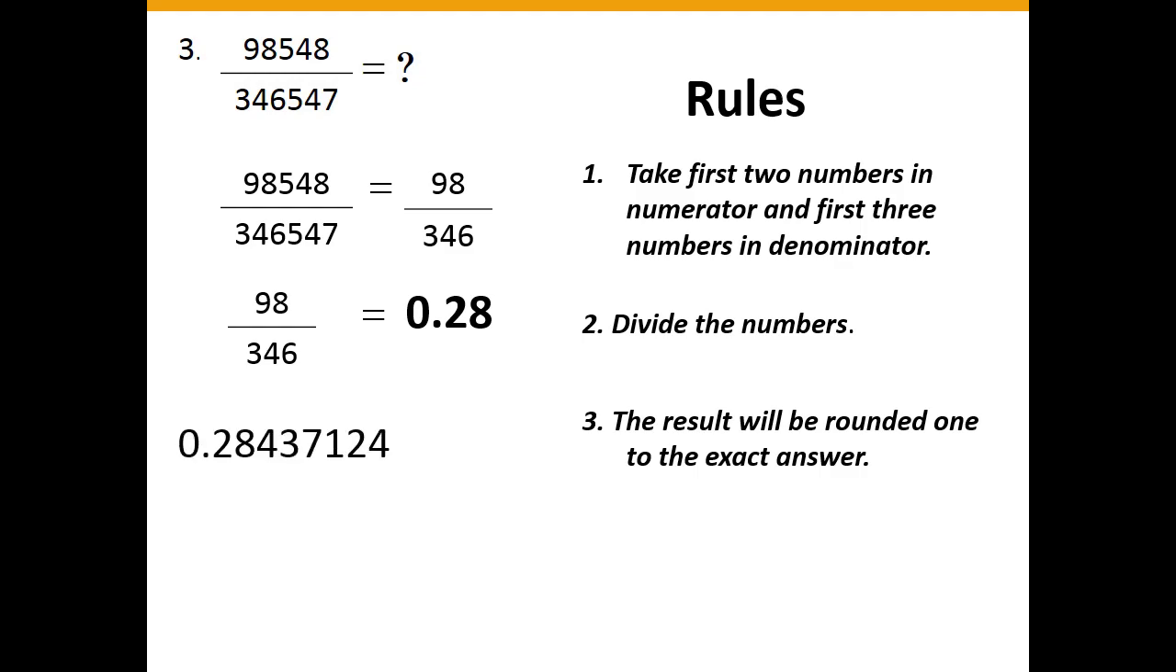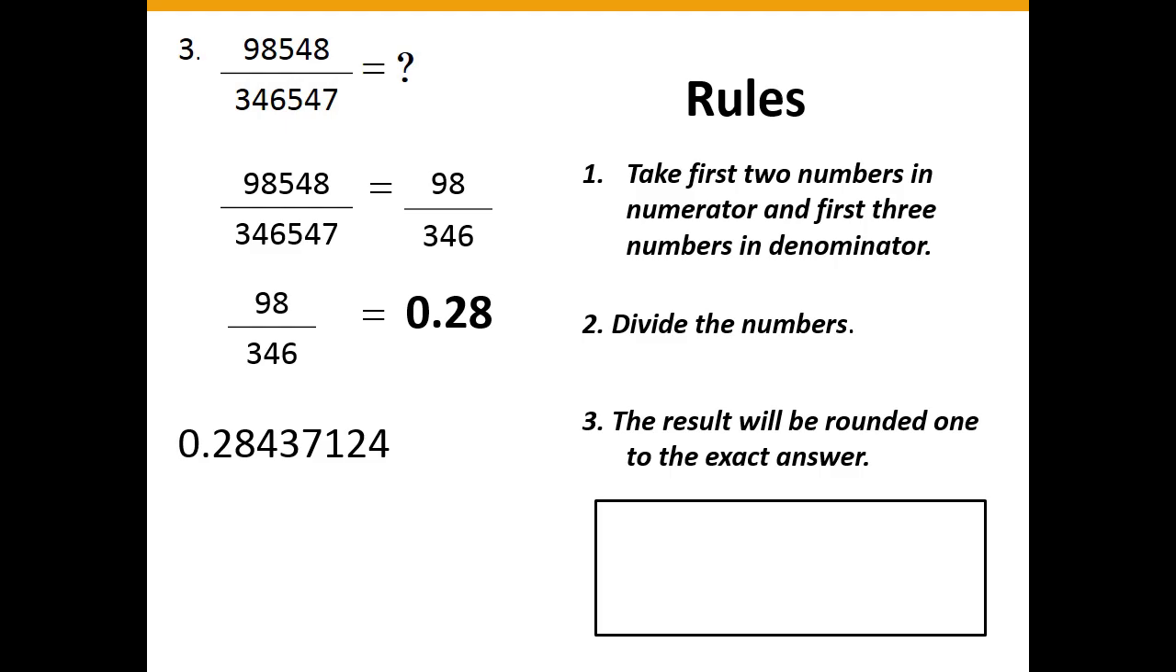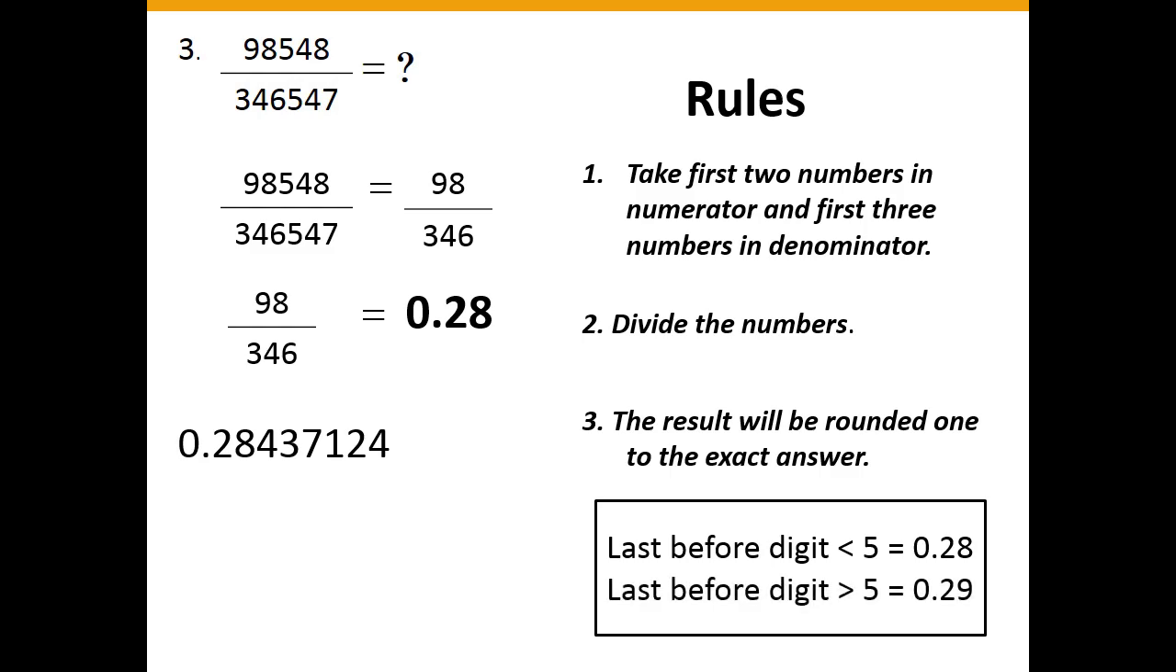So see the number 0.28437124. This is the number which was the exact answer for the question, but we rounded it by the method. See the method. Here, see the last digit first. The last digit is what? 4. See the digit before it, 2. Last before digit lesser than 5 means 0.28. If the last before digit was greater than 5, the answer would be 0.29.